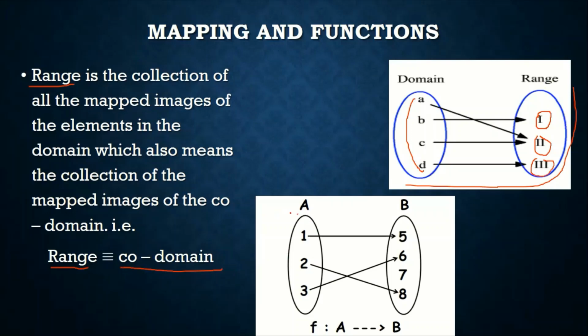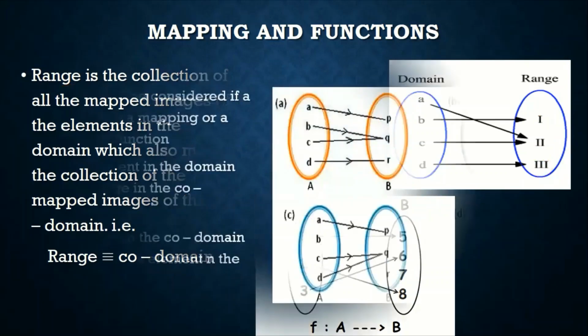So in this second case, A is our domain, while B is our codomain. Elements 1, 2, and 3 have been mapped to 5, 6, and 8. So in this case, 7 is not an image. So 5, 6, and 8 are the range in this mapping. Do we understand? I believe we do.